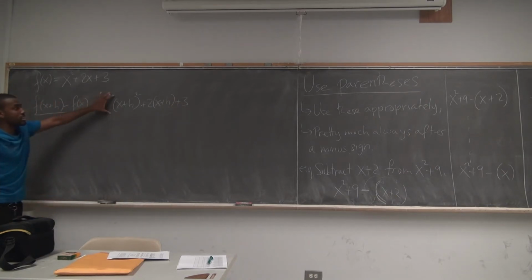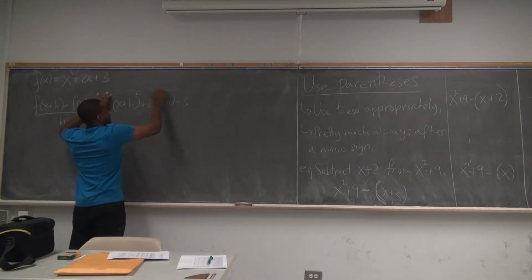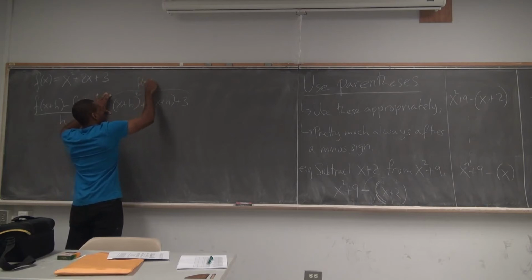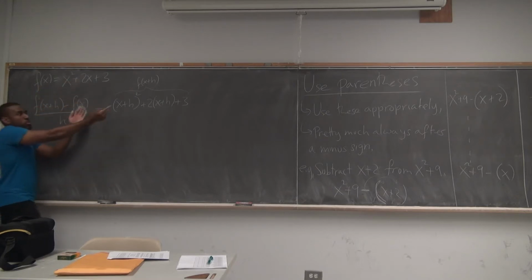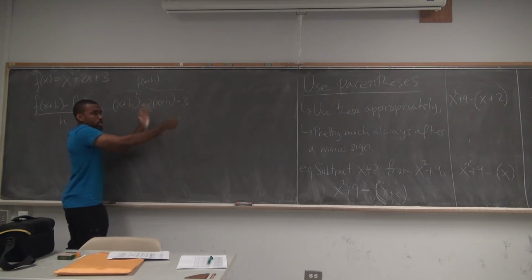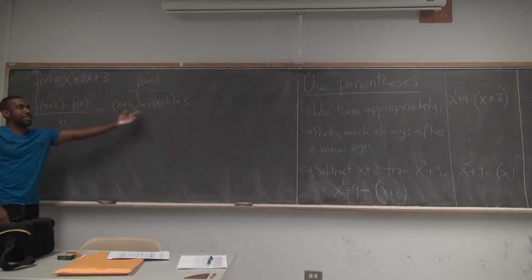Right. So this guy here is your f of x plus h. What f of x plus h means is, everywhere you see an x, notice that the x here is replaced with x plus h. Everywhere you see an x, you replace that with x plus h. That's what it means. You don't just write the same thing and add an h to the end. That's not f of x plus h.